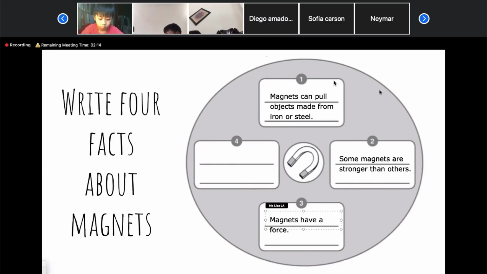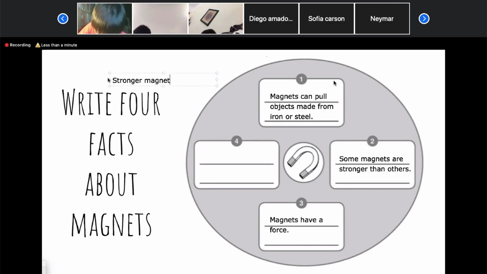Cherry, tell me a fact about magnets. They have 2 poles named south and north. Good job. That is definitely a very good fact, but I want to also use facts from the story we read. So I'll put that one as a side fact. Okay. Lily, do you see another fact from the story? Yes. Stronger magnets can pull heavier things. Very good. Stronger magnets can pull heavier objects.